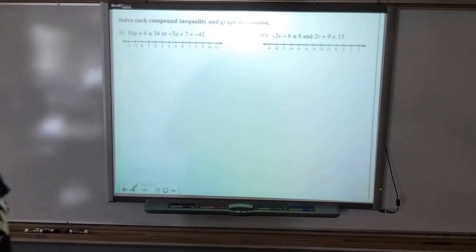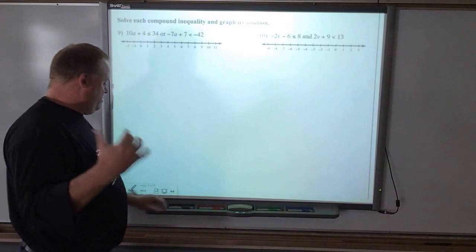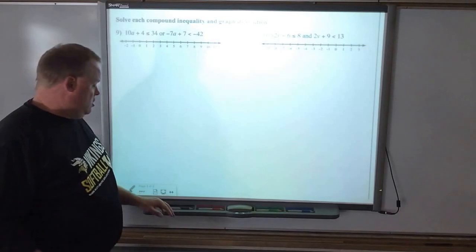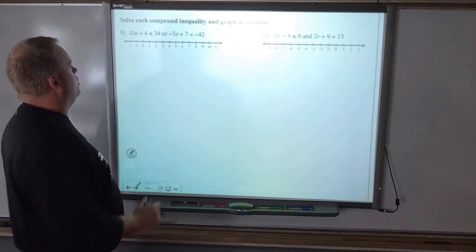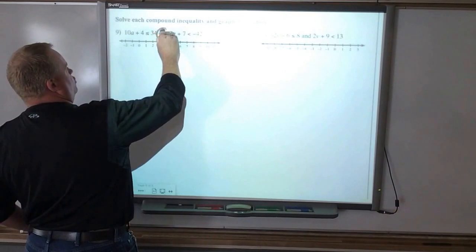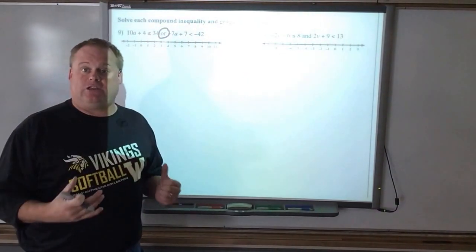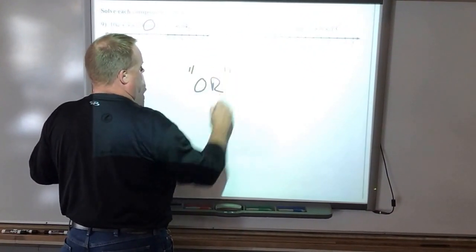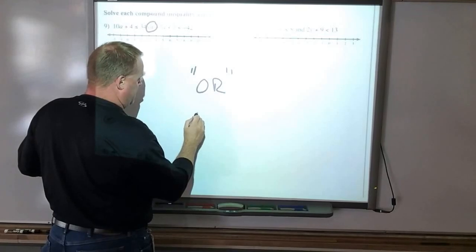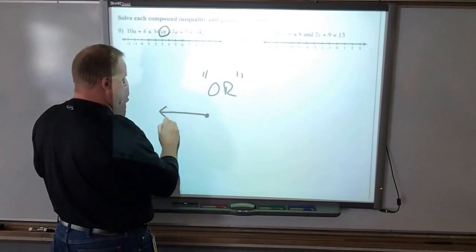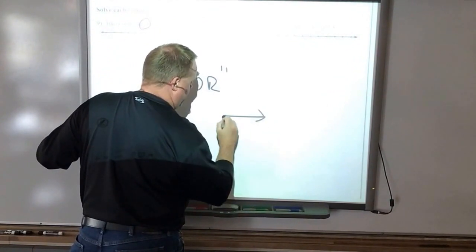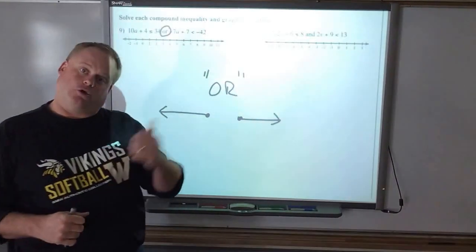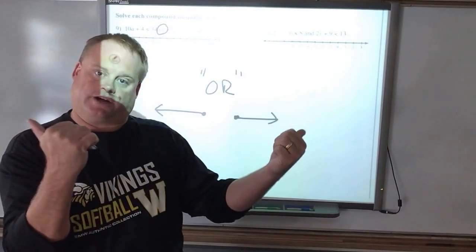The last two, okay? The big thing with this, and I'm going to write it at the bottom, and then I'm going to erase it here in just a second. When I have two inequalities and I have an OR, that means either or. So if I see an OR, that means when I graph, I'm going to go this way and this way. I'm going to go either this direction or this direction.